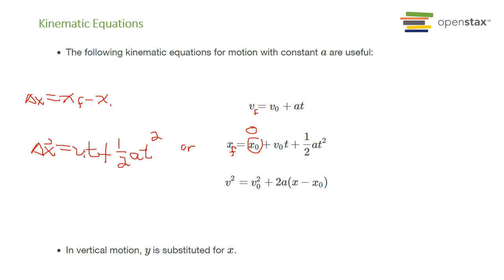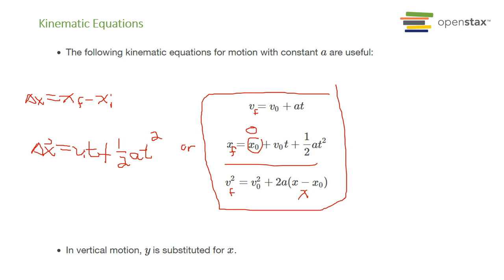And then, thirdly, we have final velocity squared equals initial velocity squared plus twice acceleration times displacement. Between these three kinematics equations, all unknowns can be determined. In the event we are vertical, the exact same equations apply. It's just that you replace the x variable with a y variable or a height variable, because vertical displacement is height.